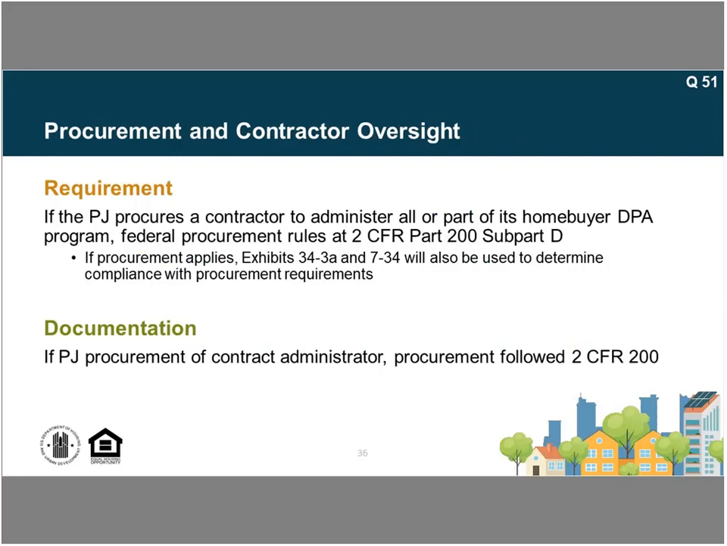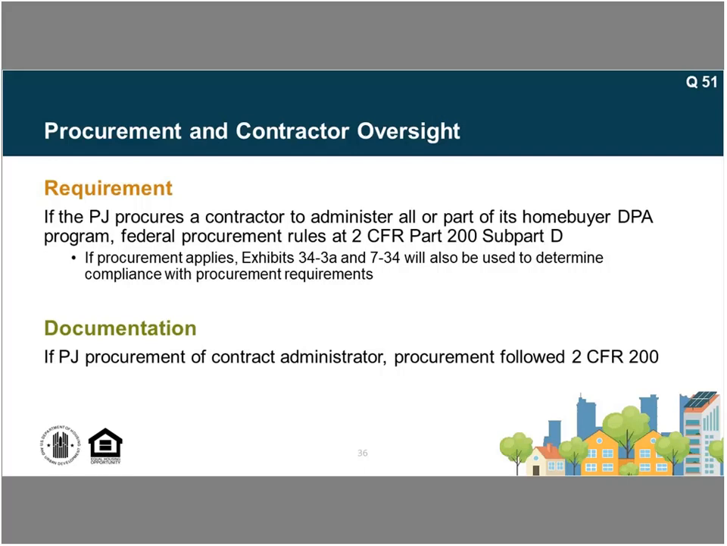All right, so first we're going to talk about procurement and contractor oversight. So the monitoring exhibit includes one question on procurement and contractor oversight, and it's only if the PJ or the state recipient or subrecipient procures a contractor to administer all or a part of its homebuyer down payment assistance program. So if that's the case, if they are using a contractor to run this program for them, then you do need to follow these requirements at 2 CFR Part 200, Subpart D, and this is the post-federal award.